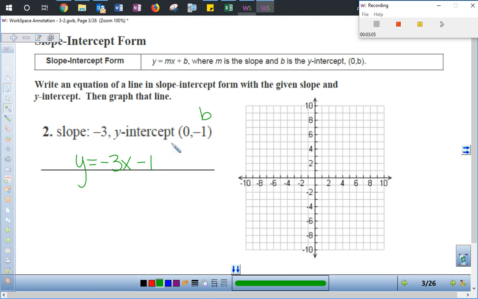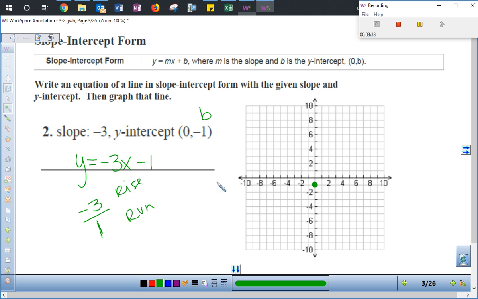Now to graph this, we start at our y-intercept, so come to the y-axis, find negative 1, and put a point. Now this time my slope is negative 3, but to turn that into a fraction I need to put it over 1, and this is what is really important. We have a negative 3 slope, but my slope is negative 3 over a positive 1. So that means I am rising negative 3 and running positive 1.